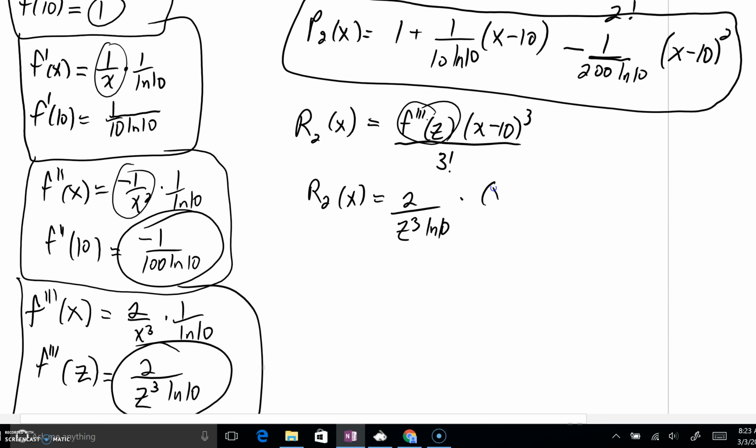And then you could say, well, then you also have this (x − 10)^3 all over 3 factorial. We know that 3 factorial is actually going to be 6. It's also 3 times 2, but look, your 2's would cancel out. So if you wanted to clean this up pretty quickly, you could. You'd get (x − 10)^3 all over 3z^3 ln 10.